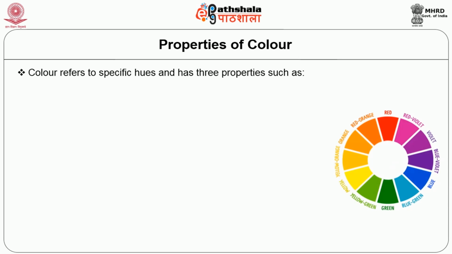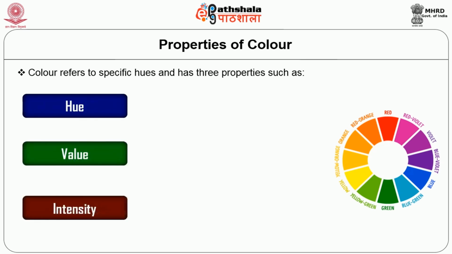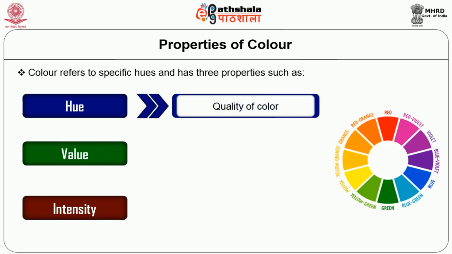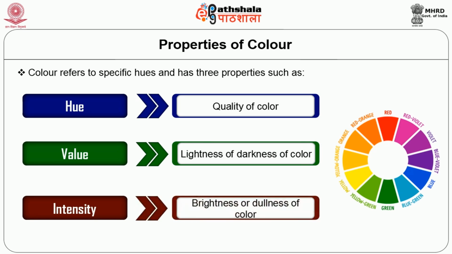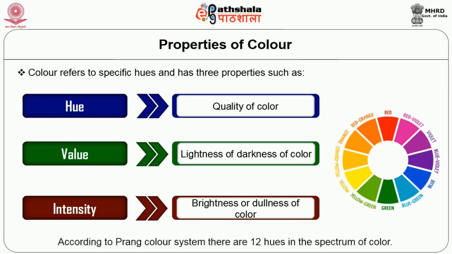Color refers to specific hues and has three properties such as hue, intensity and value. Hue indicates the name or quality of color. Value indicates the lightness or darkness of a color, whereas the intensity indicates the brightness or dullness of a color. According to the Prang color system, there are 12 hues in the spectrum of color.